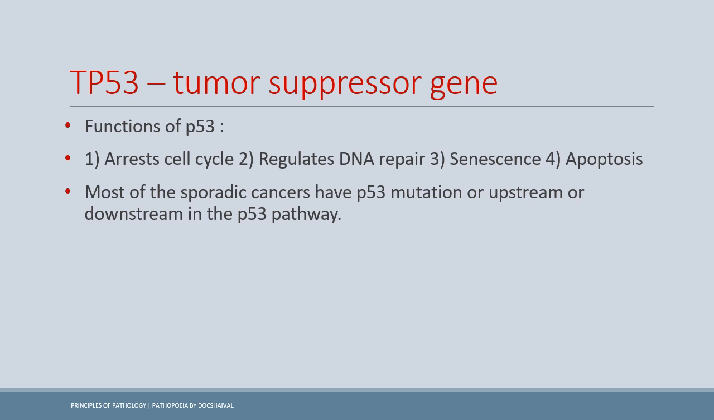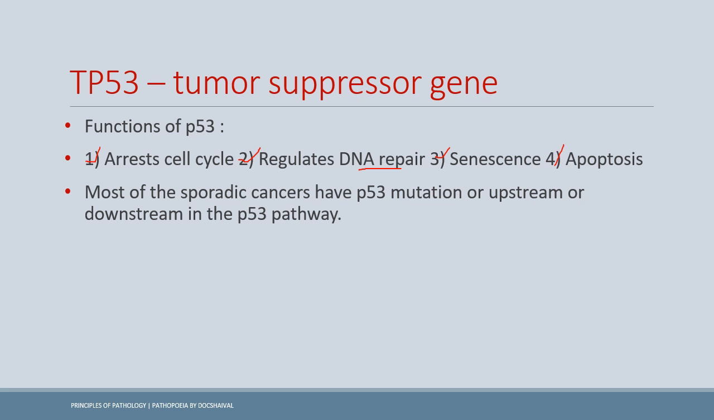So it arrests the cell cycle. I've already said that it is the guardian, and it protects the cell. So it arrests the cell cycle if it sees there is some damage. And why does it arrest the cell cycle? Because there may be some DNA damage, and that may cause DNA repair. And if the DNA damage is beyond the scope of repair, it would induce senescence or apoptosis. So it's easy to remember the functions.